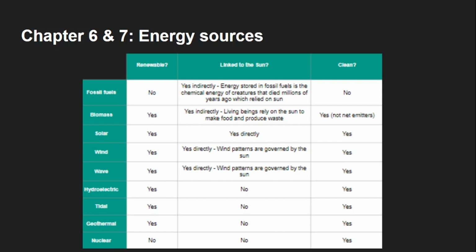And finally, we've got nuclear energy, which is not renewable, because we've seen quite a few sources that are renewable. But nuclear energy, like fossil fuels, is limited. For fossil fuels, we need to have oil deposits, natural gas deposits, coal deposits. For nuclear fuel, you will need deposits of uranium, thorium, a few different radioactive substances that you can use, and obviously they have limited reserves on the planet. So it is non-renewable. Is it linked to the sun? It's not linked to the sun. It's linked to radioactive decay of substances. Is it clean? Yes, it is a clean source of energy.